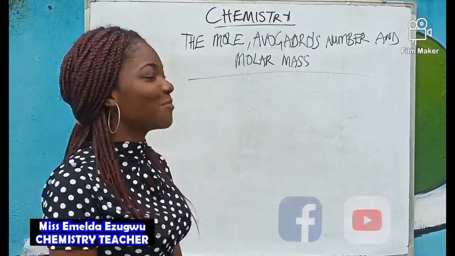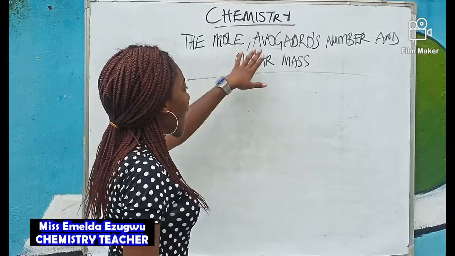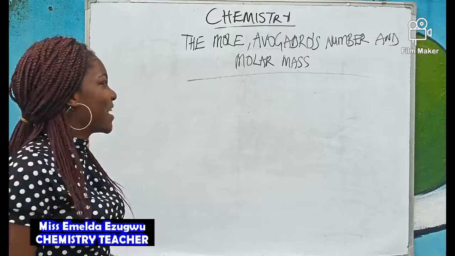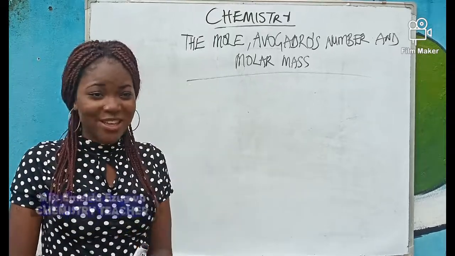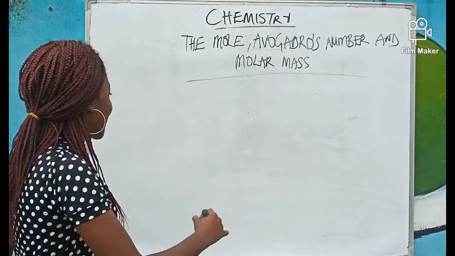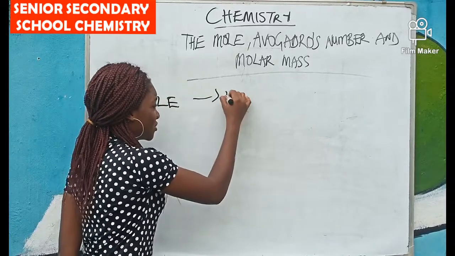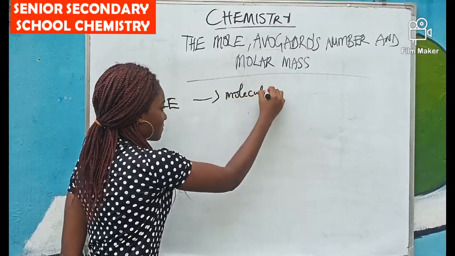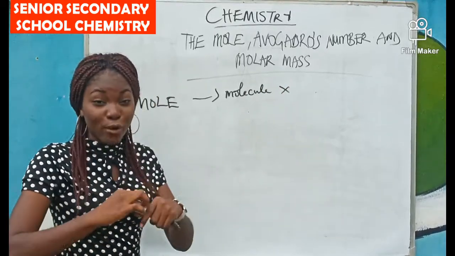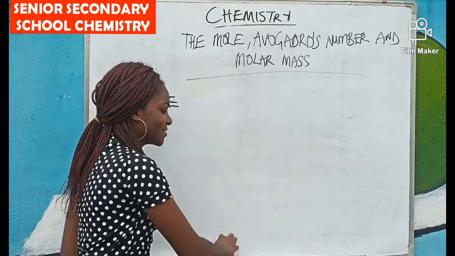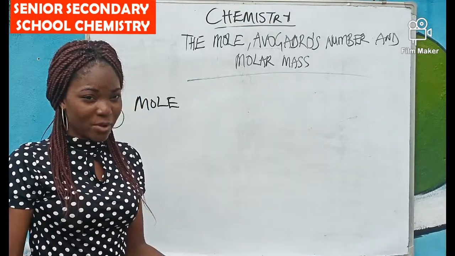So today's topic is the mole, Avogadro's number, and molar mass. Now, when we hear mole, what do we think of? Mole is not an abbreviation for molecule. No, it's not a short form for molecule. Mole is like a number.